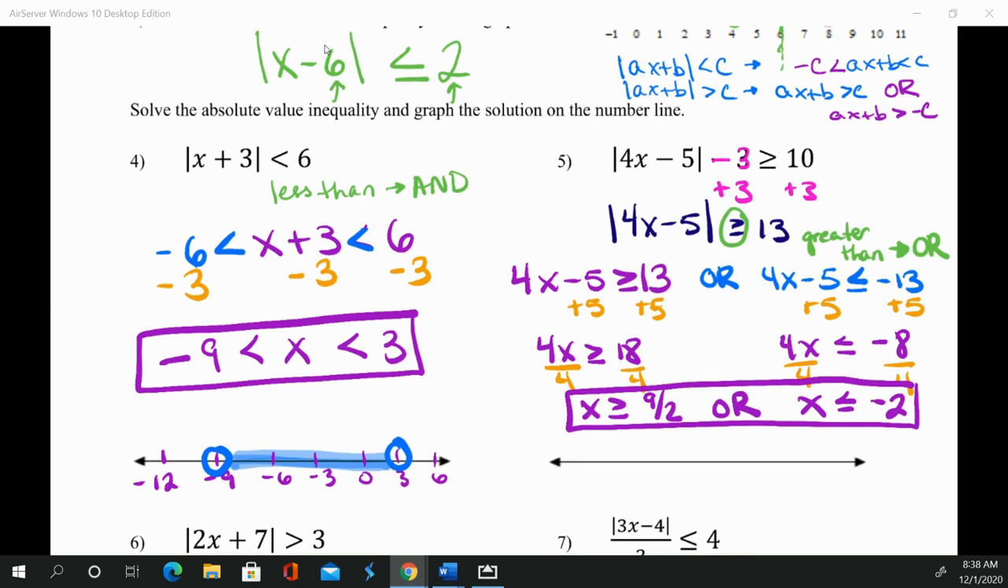Some of you are not including the word "or" in your solutions, and that's important because then it shows me that you know it's an or inequality, and so that I can then make sure that your graph matches your solution.